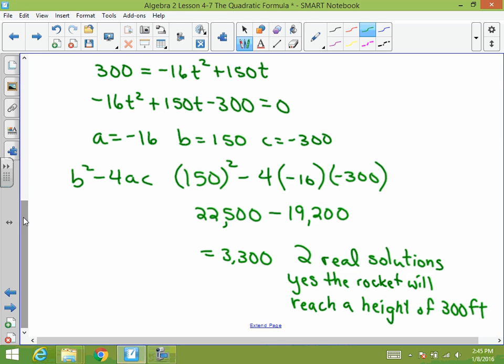So there's two positive solutions. There are two real solutions for a time t when the rocket's height is 300 feet. So in other words, you're looking at a parabola that looks like this, and perhaps that 300 feet is here and here. So there are two spots in which that rocket will be at a height of 300 feet. Once on the upward, and then once back on the downward. And this is the quadratic formula.